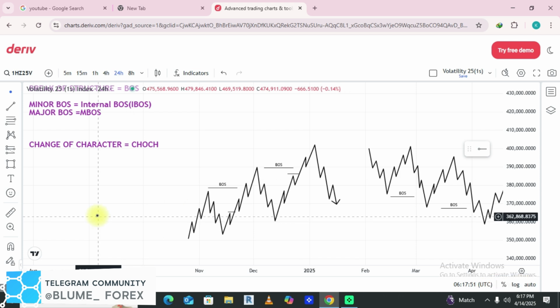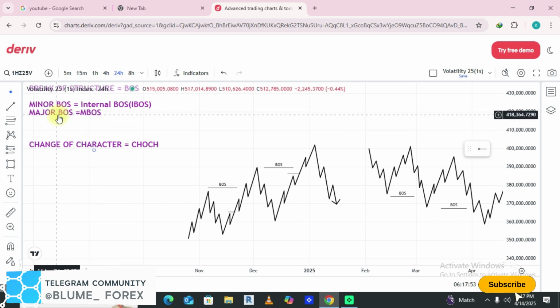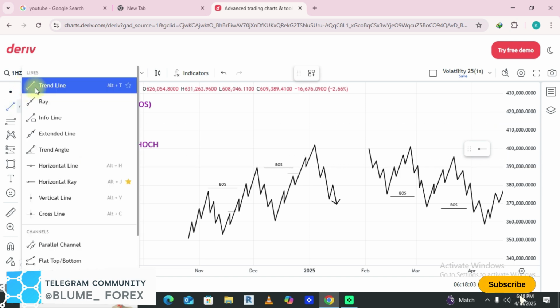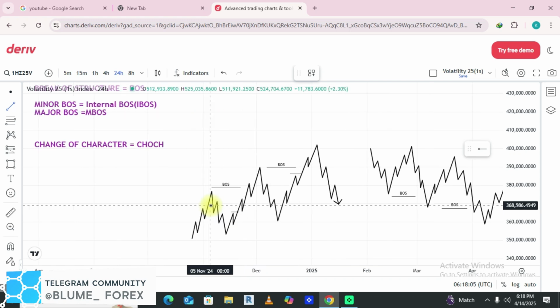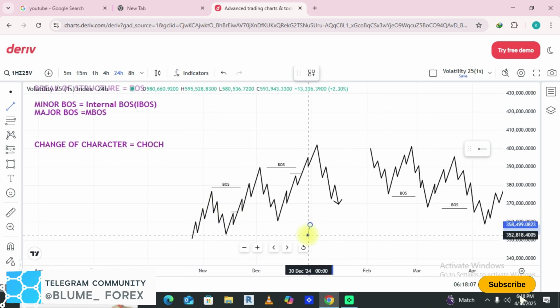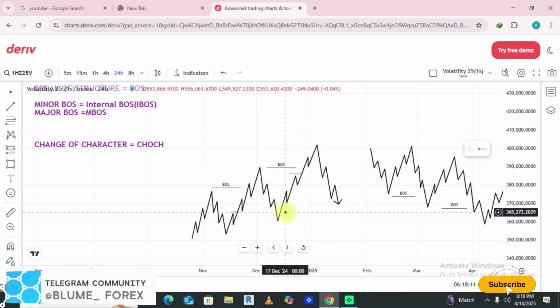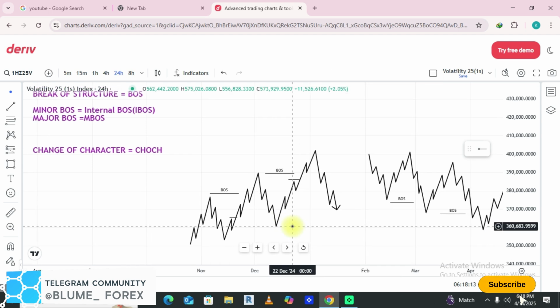Minor structure BOS, major structure BOS, which is break of structure, right? And I said break of structure is the indication to you that the market wants to keep on pushing in its direction, right? So if the market is pushing to the upside and it keeps on breaking structure to the upside, that means the market is trying to tell you, the trader, to keep looking for buys. Once you get anything other than a break to the upside, then you know that the market is trying to tell you something otherwise, right?